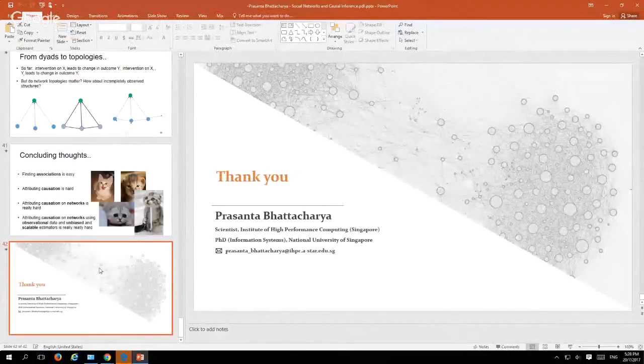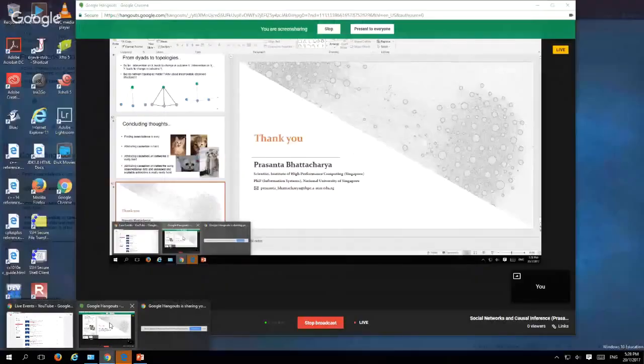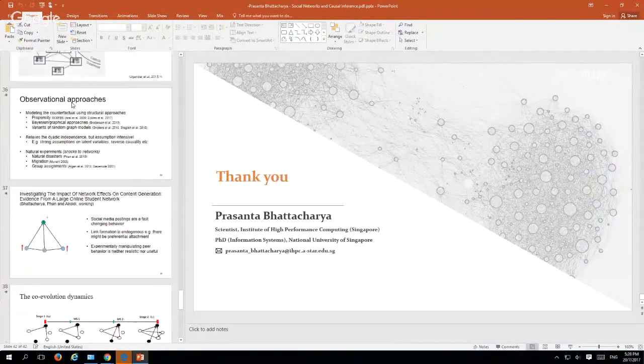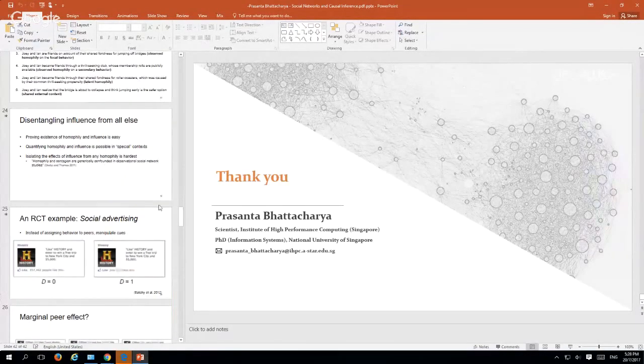So, if you go back to the slide where you were talking about all the different kinds of homophily, I was wondering about a different case, whether it fits under this or whether it would be called something different.